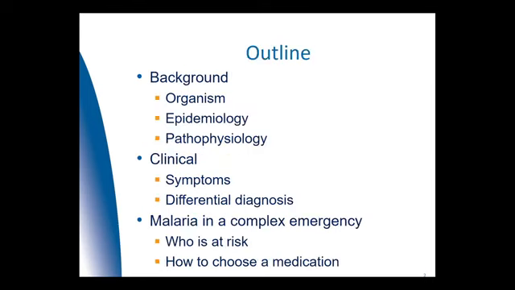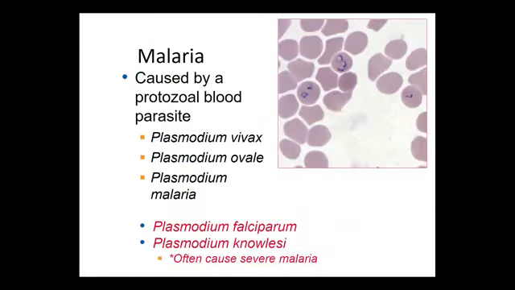So, outline: first we'll talk about background, organism, epidemiology, pathophysiology, then clinical symptoms, differential diagnosis, and malaria in a complex emergency, who is at risk and how to choose a medication. To begin with, malaria is caused by a protozoal blood parasite, Plasmodium.